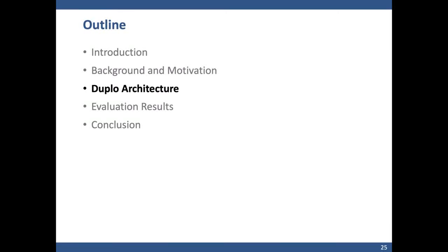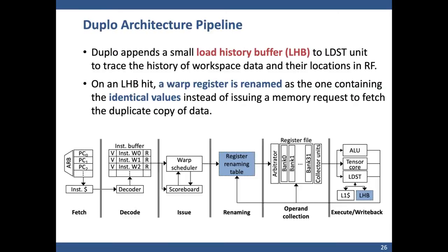Next is details on Duplo architecture. Duplo architecture appends a small load history buffer to IDST unit to trace the history of workspace data and their locations in register file. When the duplication is found in LHB, a warp register is renamed as the one containing the identical values instead of issuing another memory request to fetch the duplicate copy of data.